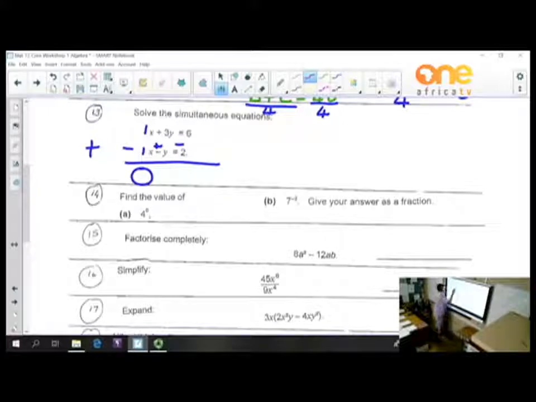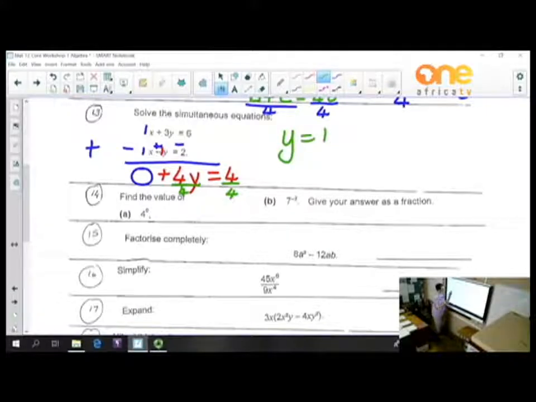So plus 3 plus 1 is then 4Y. If there's nothing, there's a 1. Is equal to, and 6 minus 2 is equal to 4. So now we divide with the coefficient. Divide with the coefficient, and Y is equal to 1.